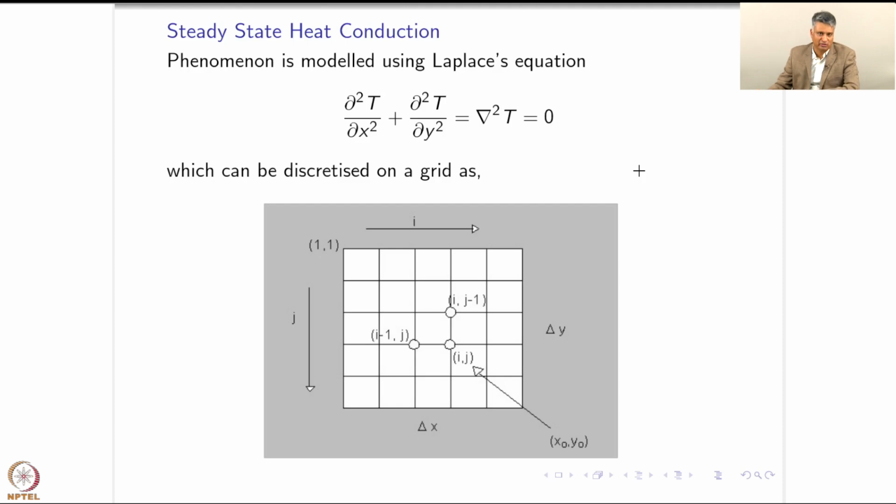So how is this phenomenon modeled? It is modeled using what is called Laplace's equation, which is shown over here: the second partial derivative of T with respect to x, plus the second partial derivative of T with respect to y, is equal to 0. The other assumption that we have made is that this is a two-dimensional problem and the temperature does not vary in the z direction, because this is a thin enough plate.